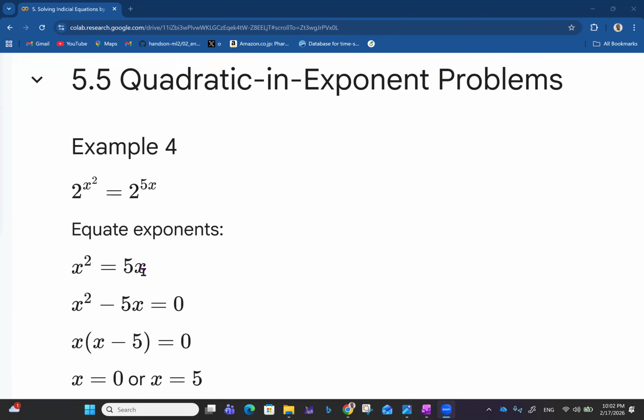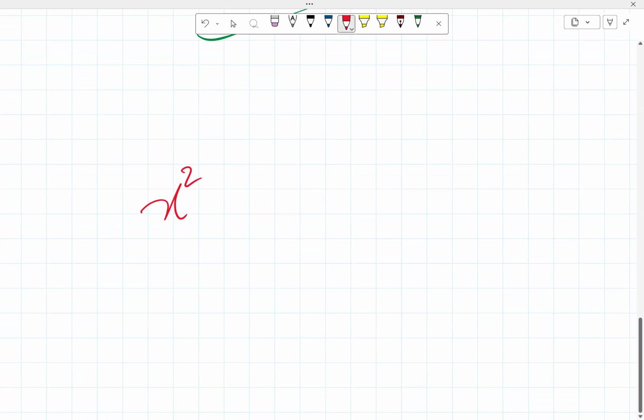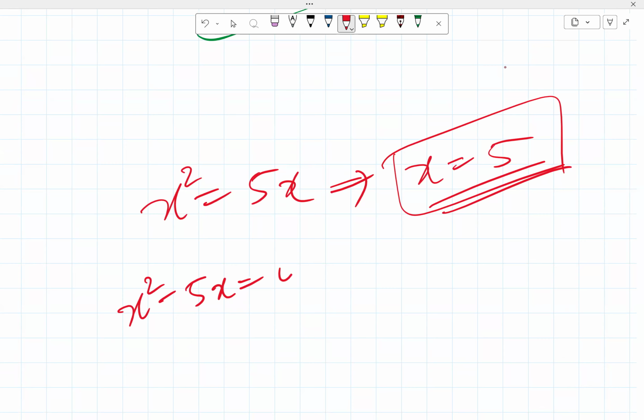It's very easy to make a mistake here, right? You have x squared equals 5x. You can make the mistake of dividing through by x and you have x is equal to 5. By doing this, the answer is correct, but you have lost one solution. So what you do is you have x squared minus 5x equals 0. This way, you won't lose any of the solutions.